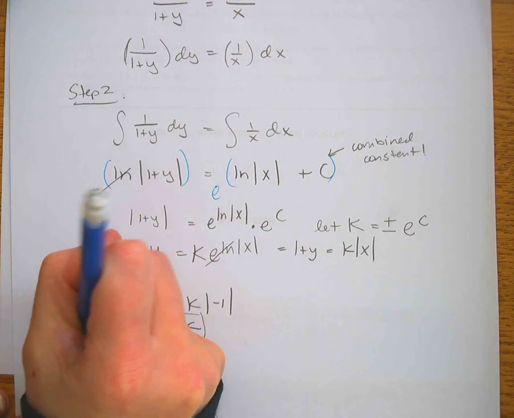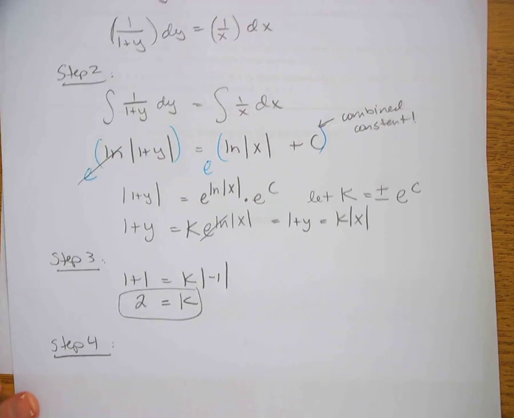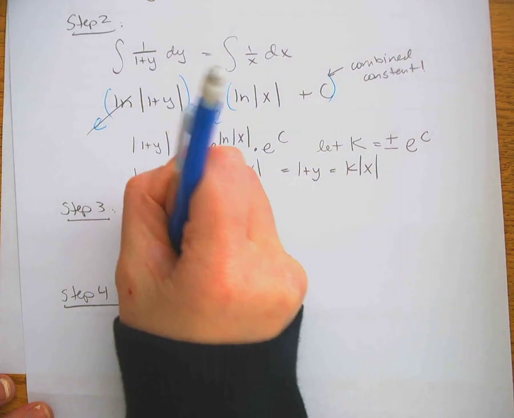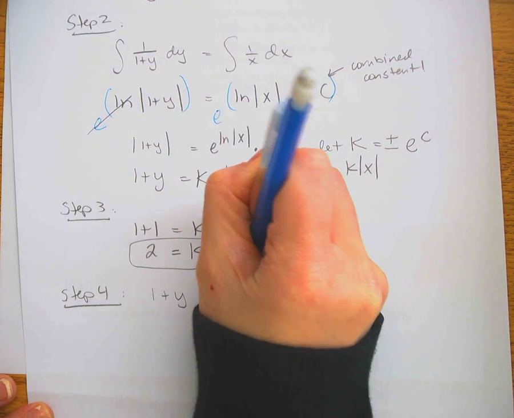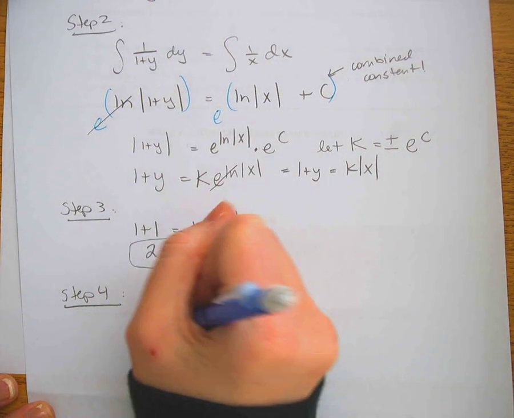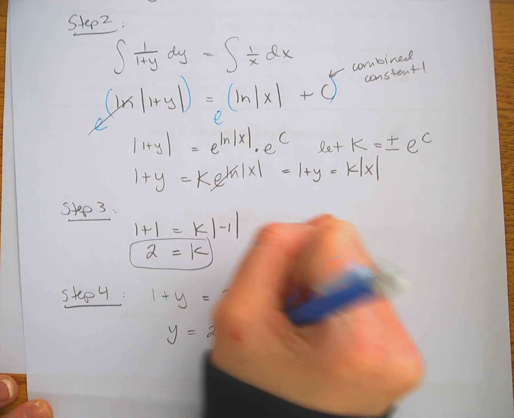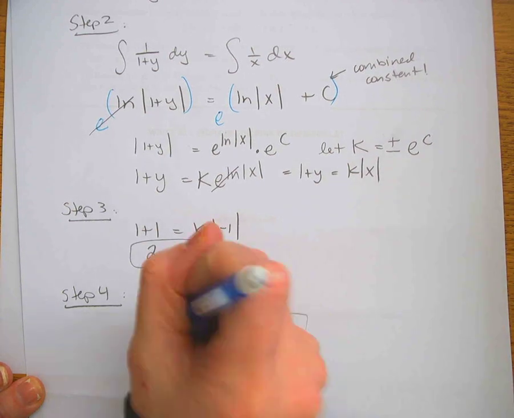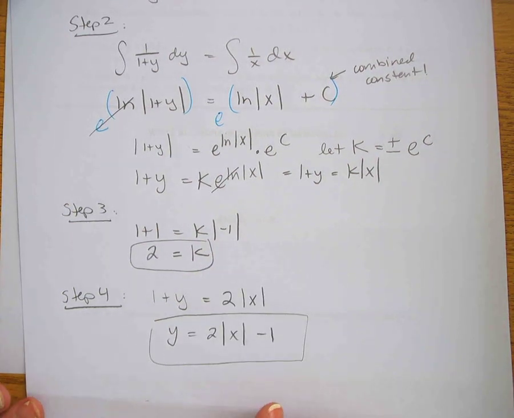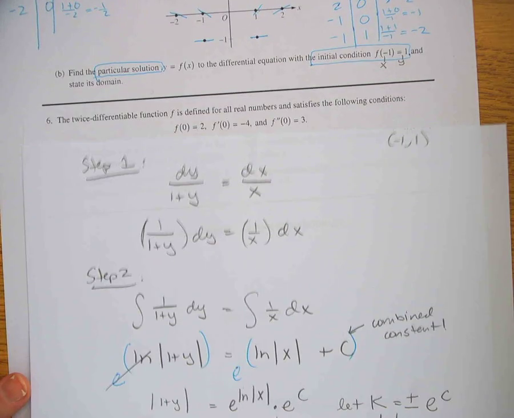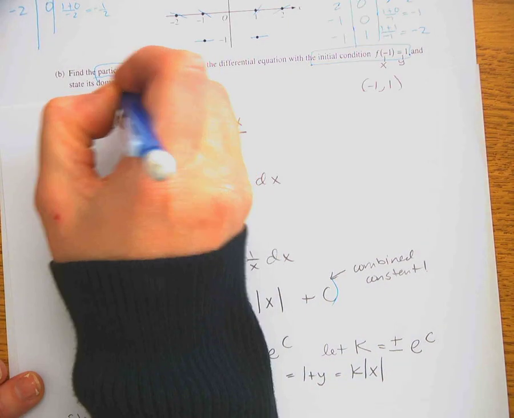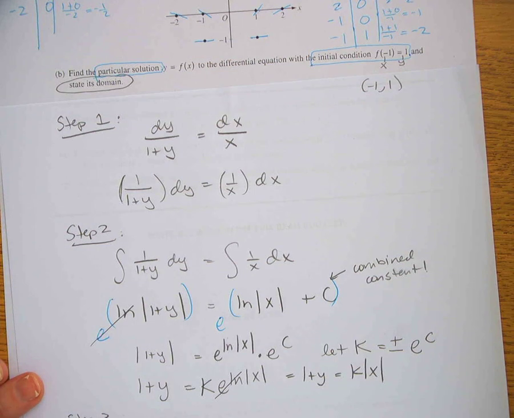So then my step 4 is to solve for y. So I have 1 plus y equals 2 absolute value x. Go ahead and minus the 1. And there's my solution for y. Okay, but notice earlier in the problem, it did specify to state its domain. So we need to always read the directions. We need to state its domain, and we want to be careful here.